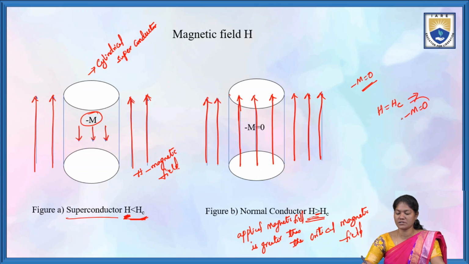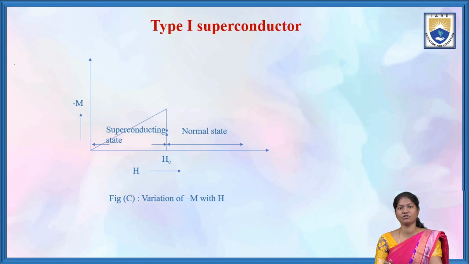Minus M becomes 0, so that the applied magnetic field can pass through the conductor, and it converts this superconductor into a normal conductor. So the variation of minus M with H, the variation of magnetization, the opposing magnetization, with respect to H.